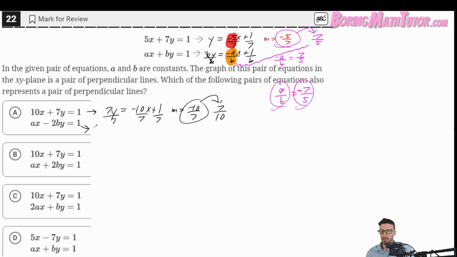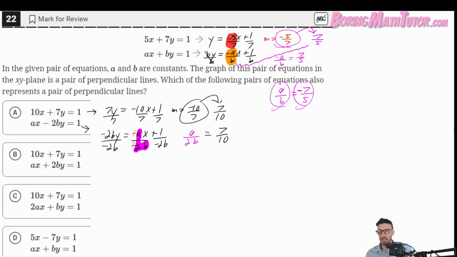Okay, but if I solve this one for y, I would have negative 2by equals negative ax plus 1. I divide everything by negative 2b. And I find out that I can cancel out these negatives and that the slope is a over 2b. Okay, a over 2b. And I'm trying to find out if that is actually going to be able to equal 7 over 10.